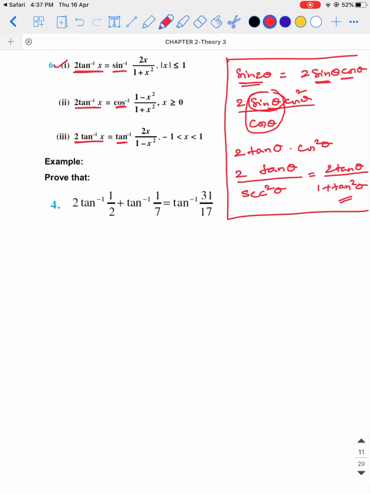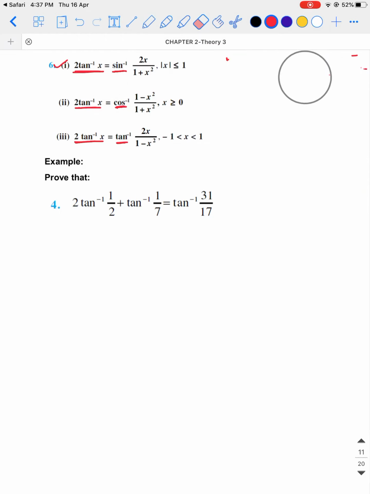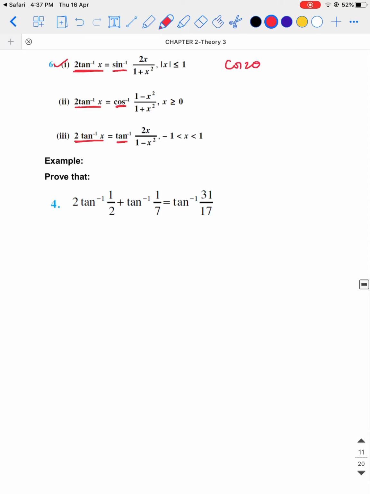Similarly, we have cos 2 theta, for which you have three different formulae. You have 2 cos square theta minus 1, or this can also be written as 1 minus 2 sin square theta, or this can also be written as cos square theta minus sin square theta. If you observe, in the first formula it is written in terms of cos, in the second formula in terms of sin, and in the third in terms of cos and sin.